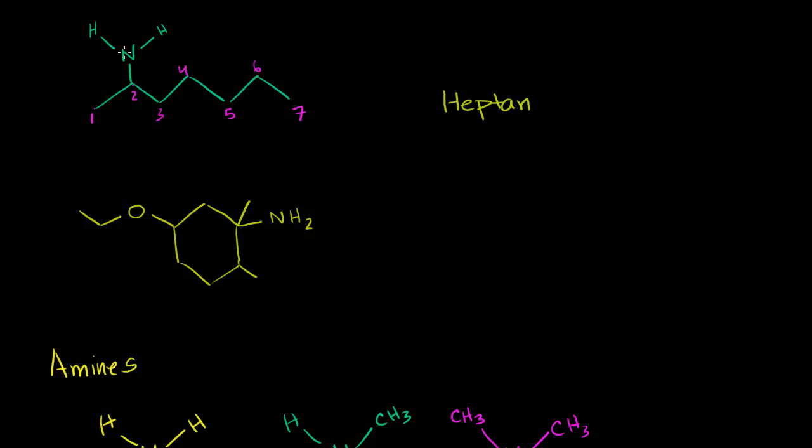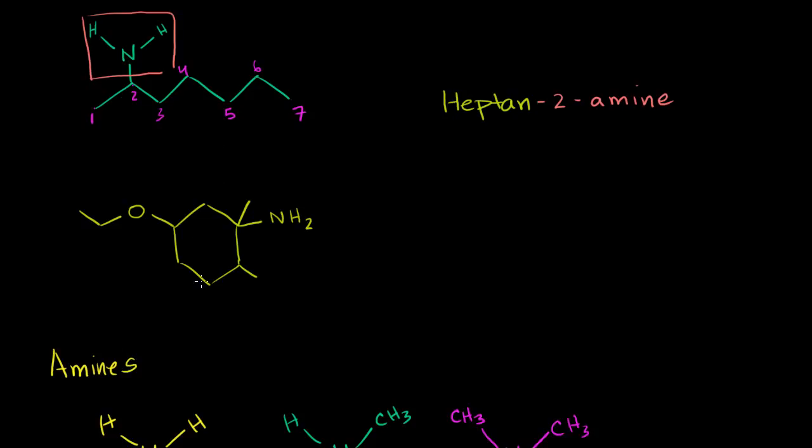Since our functional group is an amine in this situation, it has a higher priority than the fact that this is an alkane. So this will actually define the suffix. On the 2 carbon right over here, we have the amine group. So it's heptan-2-amine. And we're done. We know that we have an amine group on the 2 carbon. Now let's do this one.